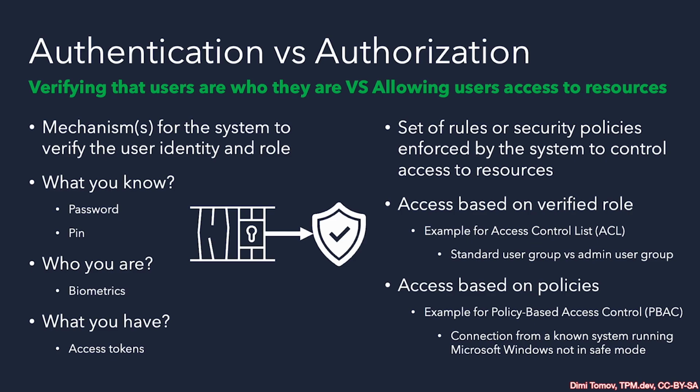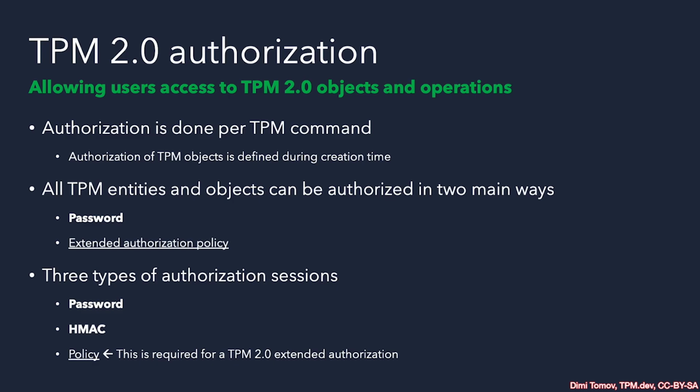This can be further extended with policy-based access control systems. For example, is the laptop that we're trying to connect from running Windows? And is this operating system right now not in safe mode? Only when these two policies are met, we would allow the user from the standard group to connect to our virtual private network. And this is just an example. This is similar to how TPM 2.0 authorization works.